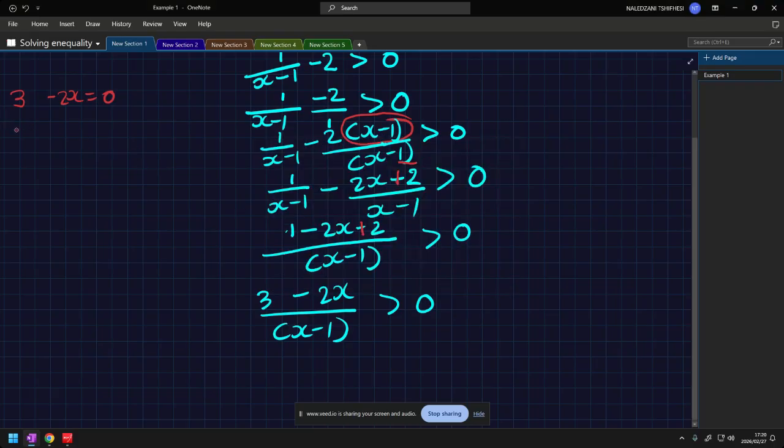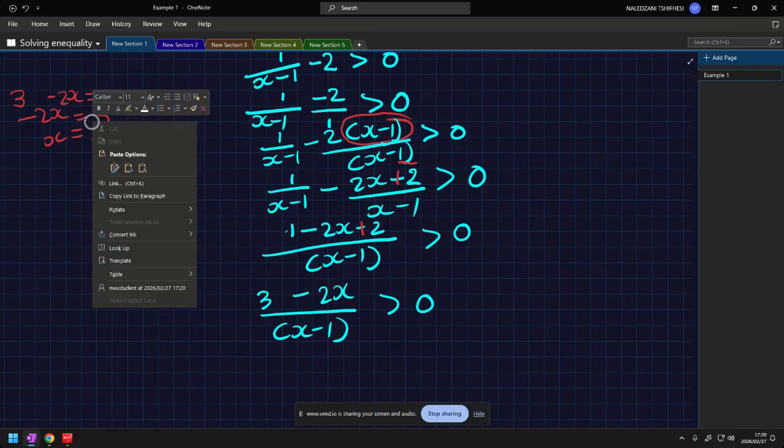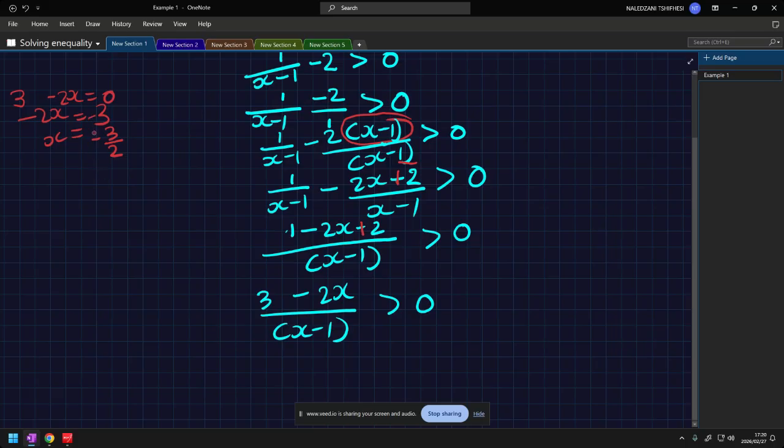Is equal to 0. And then we're going to have minus 2x is equal to 3. Then we're going to have x is equal to negative 3 over 2, right? Then that side to that side is going to be negative 3. The signs are very important.